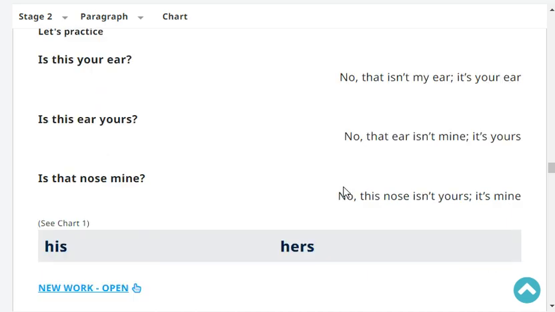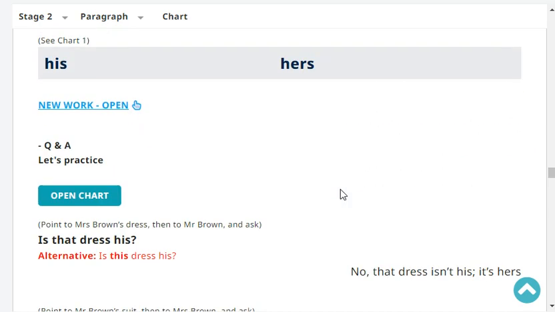Is that nose mine? No, this isn't yours. It's mine. Very good.